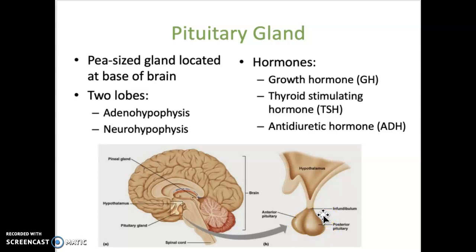Hormones secreted by this gland include growth hormone, which regulates the growth of bone, muscle, and other body tissues. Thyroid stimulating hormone, which stimulates the release of thyroid hormones from the thyroid gland. The name pretty much indicates what that hormone does. And antidiuretic hormone, which increases water reabsorption by the kidneys. So that means the body is retaining water.